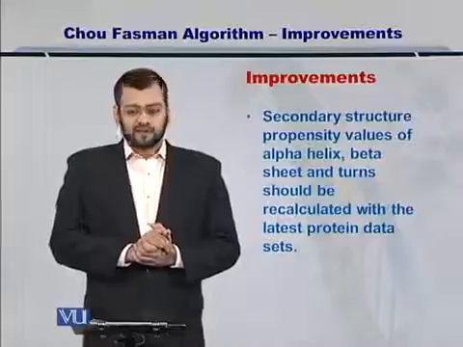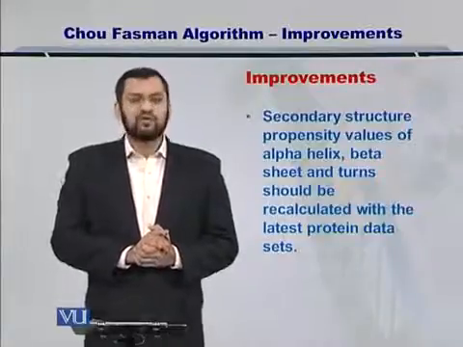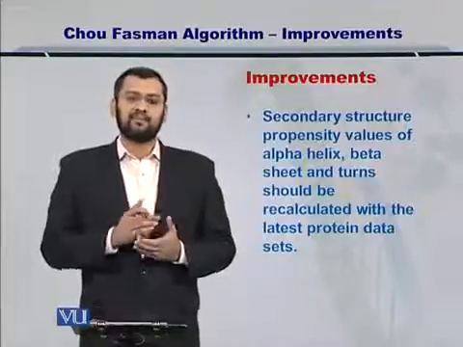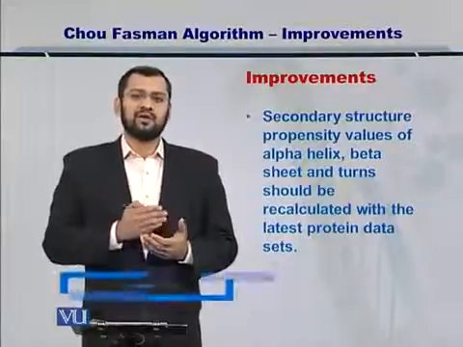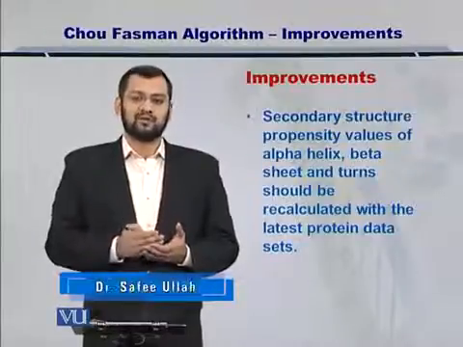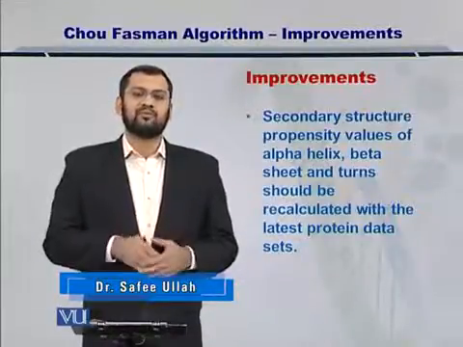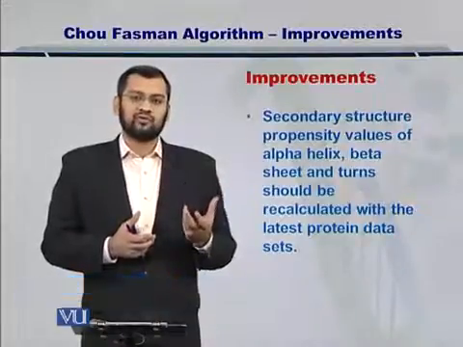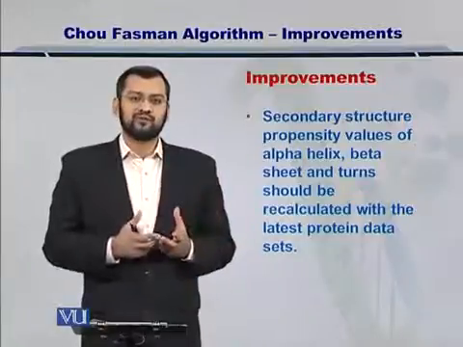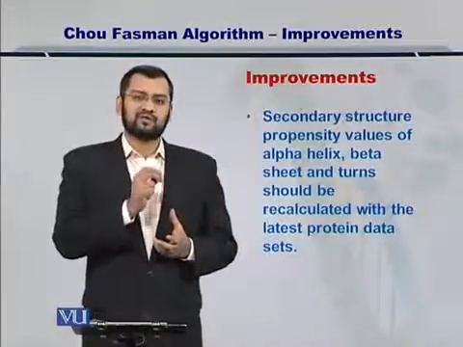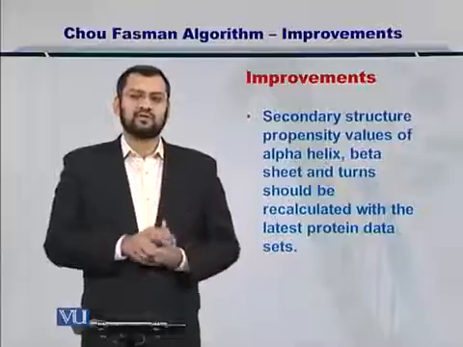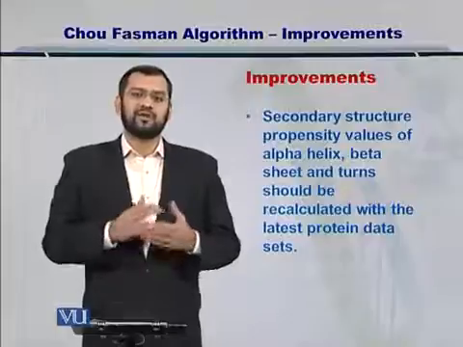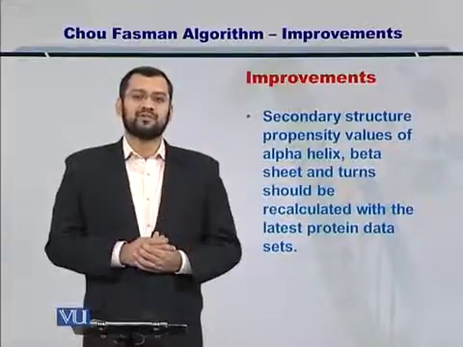So towards that, the secondary structure propensity values for each one of these secondary structures can be recalculated. Remember that the Chou-Fasman algorithm was developed several decades ago, and now we have many more structures that are available within the PDB. So if you take all of those newly reported structures and you see which amino acid occurs in which secondary structure within the overall structure of proteins, then you can have an improved set of statistics that can help improve the performance of the Chou-Fasman algorithm.